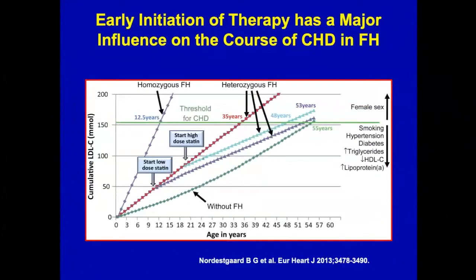If you have homozygous FH, they get their first event in the second decade of life. If you have heterozygous FH, which is what you and I see and frequently miss, in their early 40s, mid 50s having an event, these are the patients.